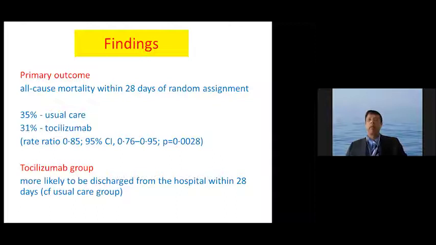The primary outcome was all-cause mortality, that's death within 28 days, and that was lower in the tocilizumab group as opposed to usual care. And those receiving tocilizumab were more likely to be discharged from hospital within 28 days as opposed to the other group. So that was an important finding in this group of patients.